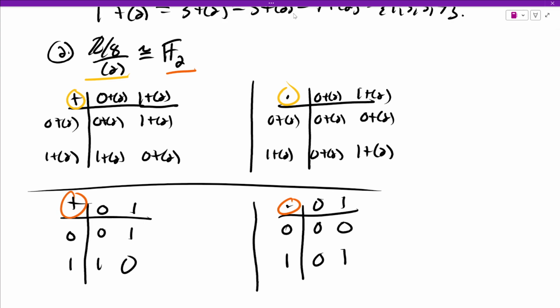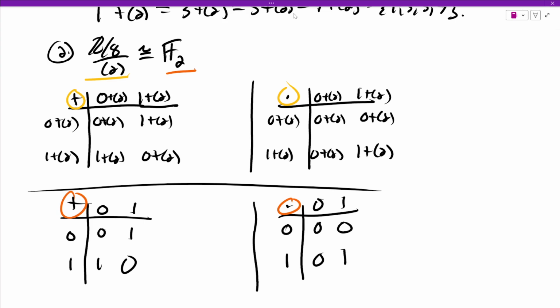And the answer is nothing, really. It's just how we represent the elements. The actual arithmetic is the same, as you can see. We just represent the elements differently.